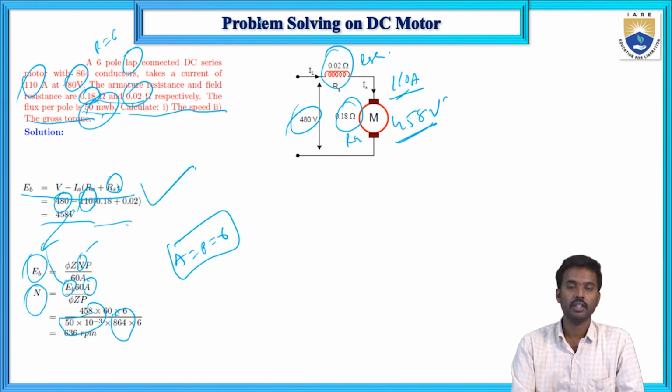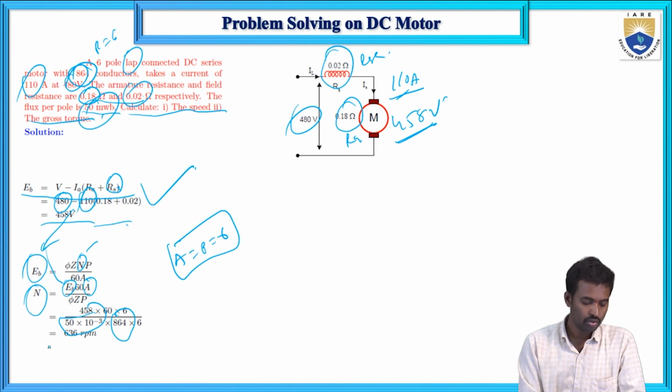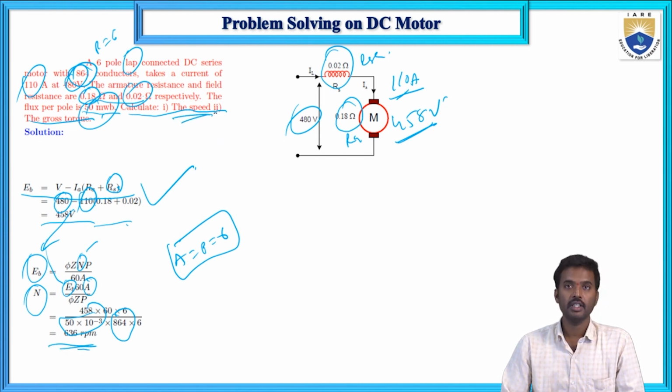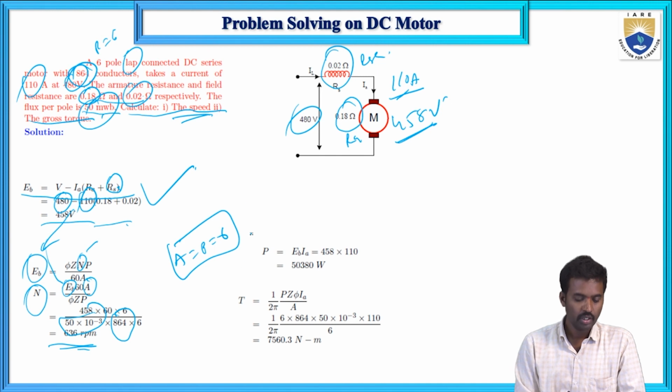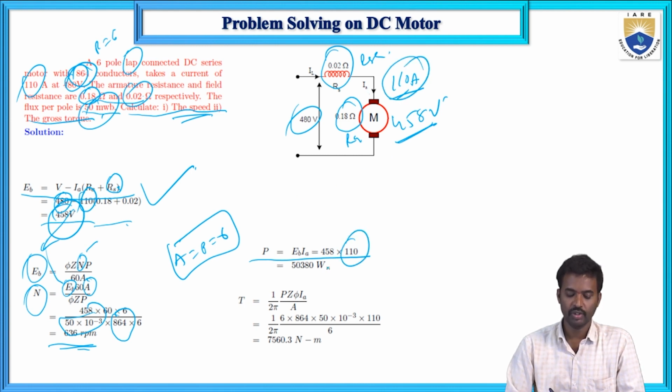So what are the conductors here? How many conductors? 864. So now this speed is 636 rpm, rotations per minute. And what about this? At the same time here, power is EB into IA. So this EB into, what about the IA value? IA equals the same 110, and this is the power output.